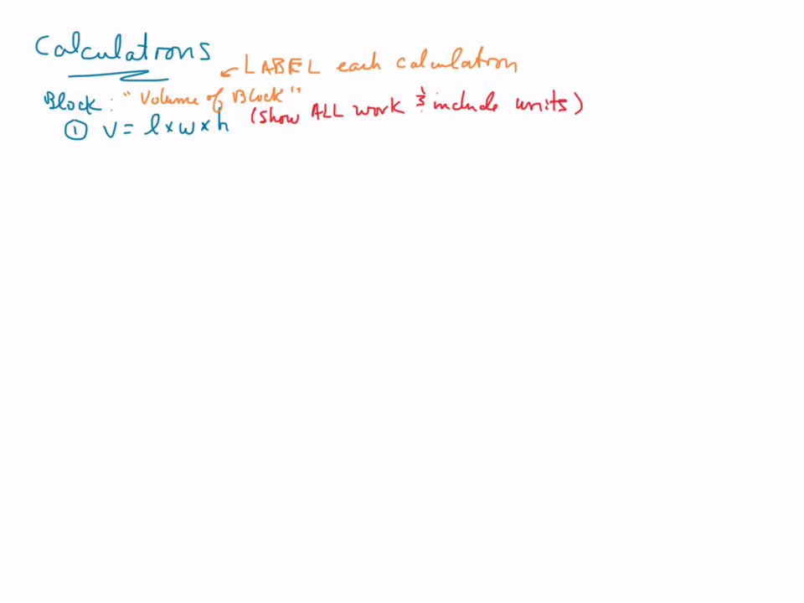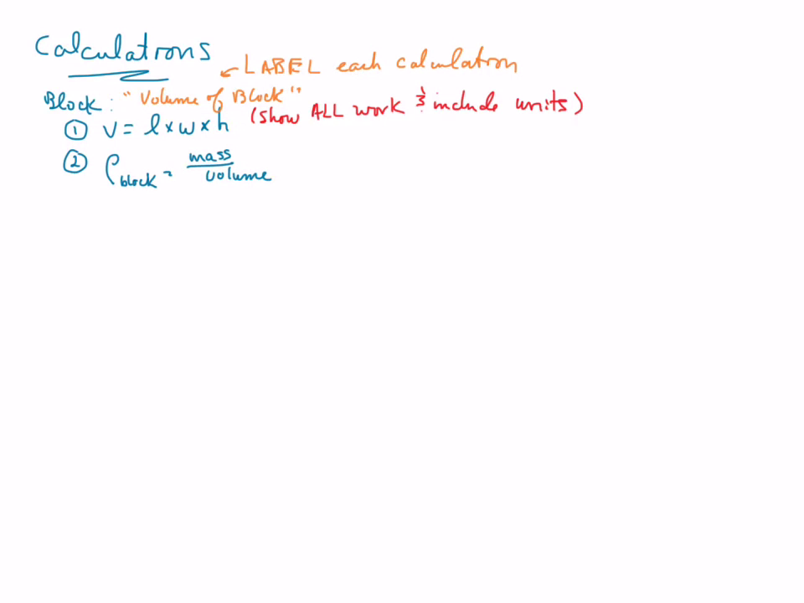Okay, so label it. For instance, I even gave you one label that you need. You need to label all these calculations, but an appropriate label would be volume of block. Now if I don't see volume of block, then you're going to lose a point. Okay, 1 out of 10. You don't want that. Okay, so the second one is to go ahead and get the density of the block.